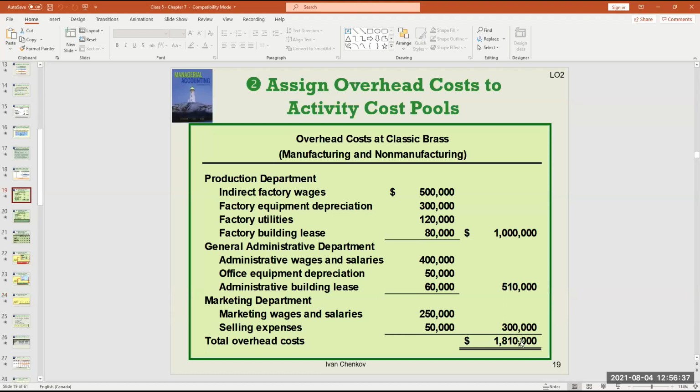We're not changing the cost. You have to understand, we're not changing the total cost. We're just allocating it differently. Find a different way to allocate. Make sense?